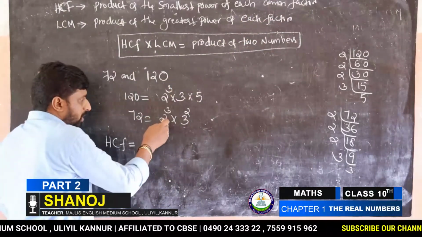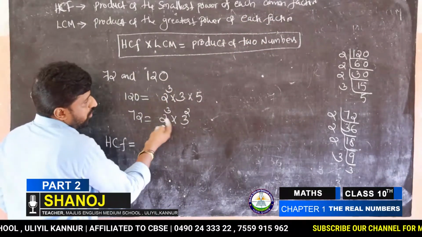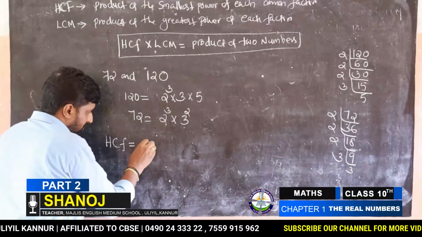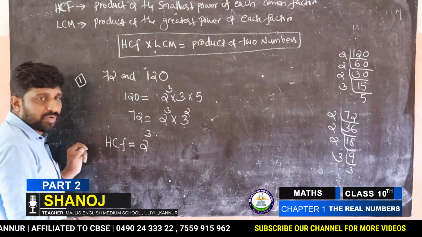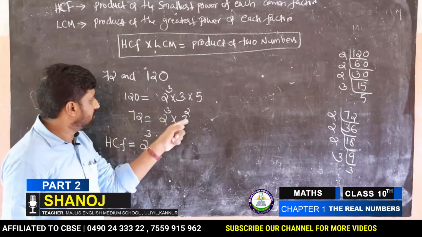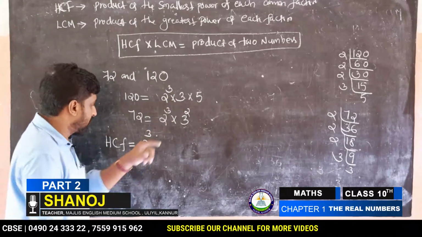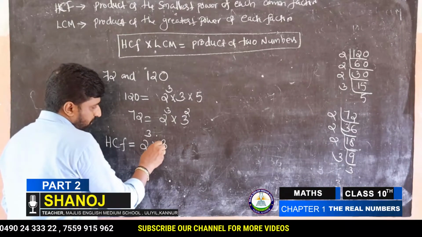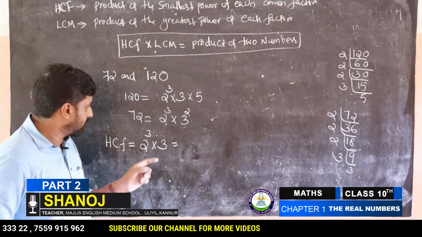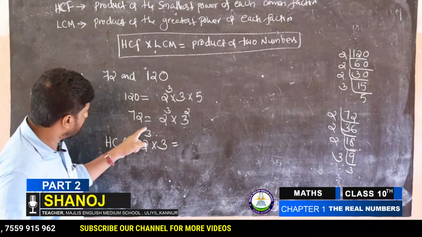Here 2 is common. When we compare these two, here 3 times and here also 3 times. Therefore, 2 cube; we need to write the same. The smallest, both are the same there. When we consider the common factor 3, here 3 appears 2 times, here only 1 time. Therefore, the least power we need to write is 3 only. Therefore, the answer HCF is 2 cube into 3.